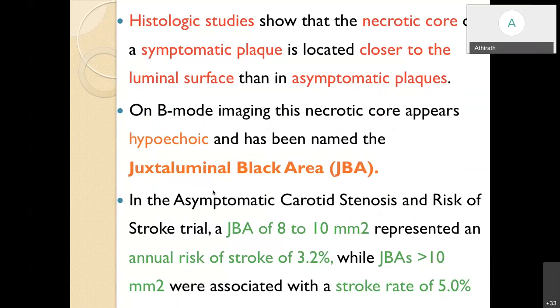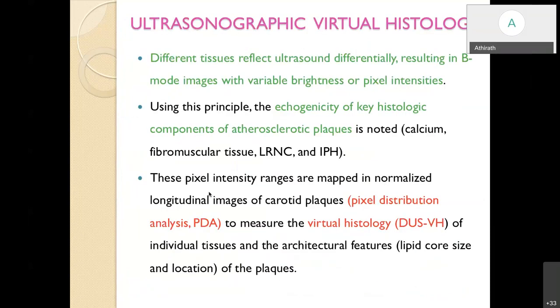In the Asymptomatic Carotid Stenosis and Risk of Stroke trial, a juxtaluminal black area of 8 to 10 millimeters square represented an annual risk of stroke of 3.2%. When the area is greater than 10 millimeters square, the stroke rate was about 5%. Coming to the next topic, ultrasonographic virtual histology. As I've told you, different tissues in the plaque will reflect ultrasound differentially, resulting in a B-mode image with variable brightness or pixel intensities. Using this key principle, this technique has come into force.